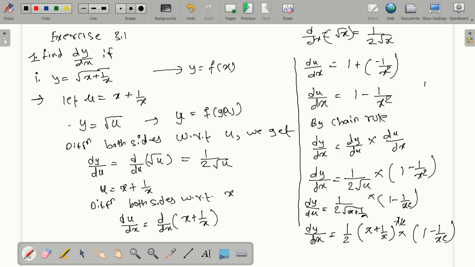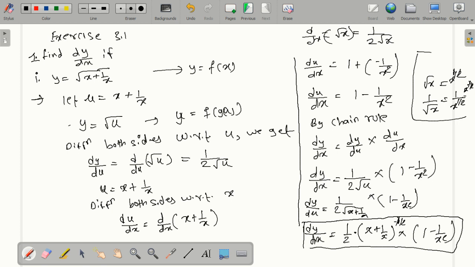And we know that root of x is given as x raised to half. So 1 upon root x will be given as 1 upon x raised to half, and if this goes to the numerator, this can be written as x raised to minus half, right? So what I did is I have moved the square root of x plus 1 upon x to the numerator. That's why we have 1 upon 2 into x plus 1 upon x raised to minus half, into minus half into 1 minus 1 upon x squared. So this is your answer to the first question.